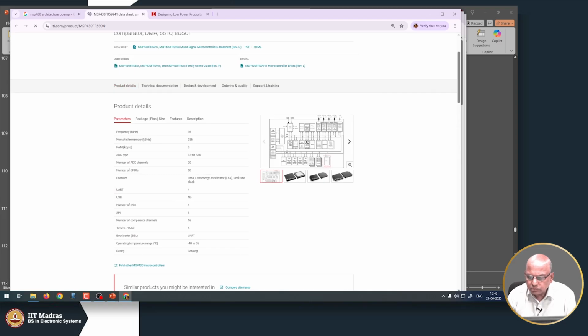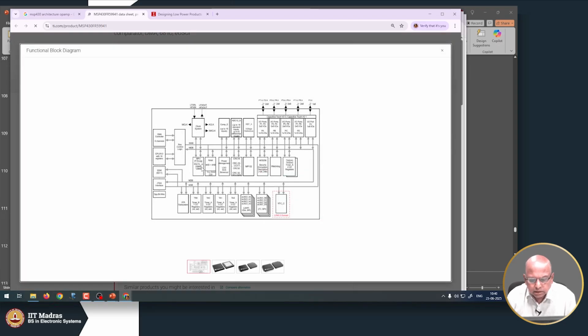I do not know whether I can zoom this. So, you can see there are analog comparators, then there are A to D converters, and it has a capacitive touch sensor and a lot of I/O ports.